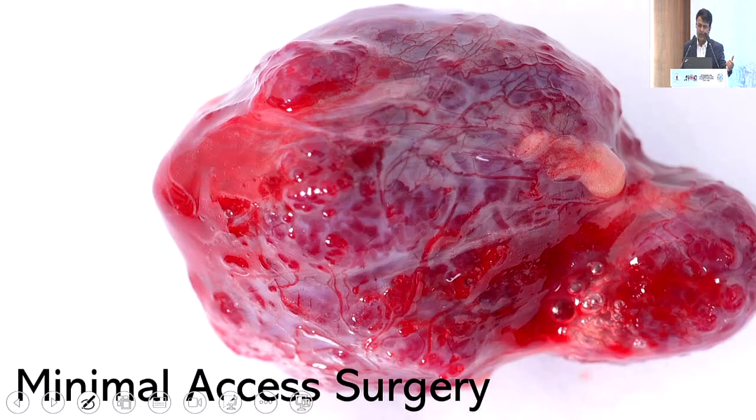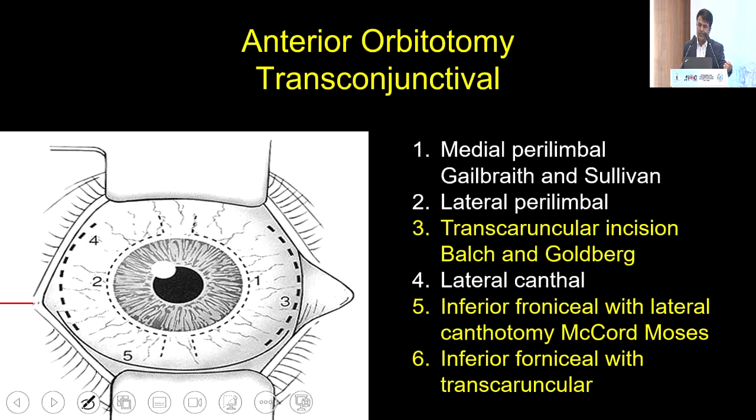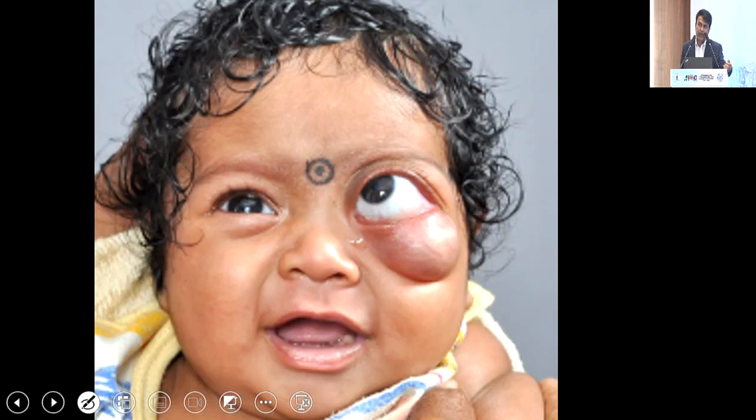These are some of the lateral orbitotomy incisions. But what is really caught on is the minimal access surgery. These are the transconjunctival approaches here, which could give you access to the medial, inferior, and lateral orbit. We generally go by the transfornical approach rather than transperilimbal approach.